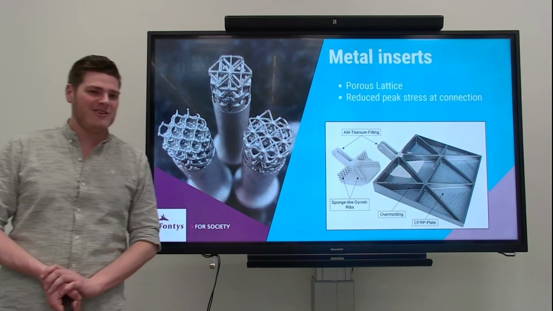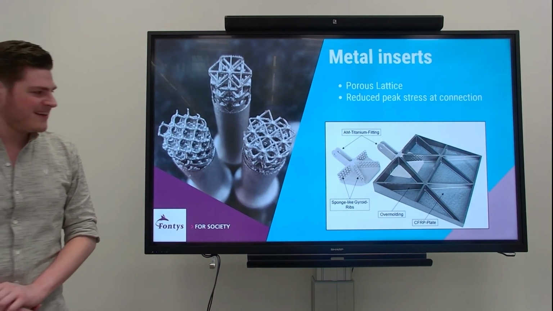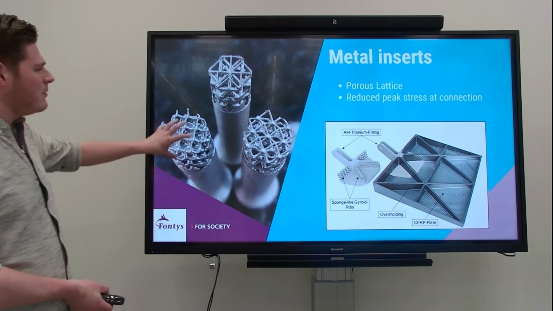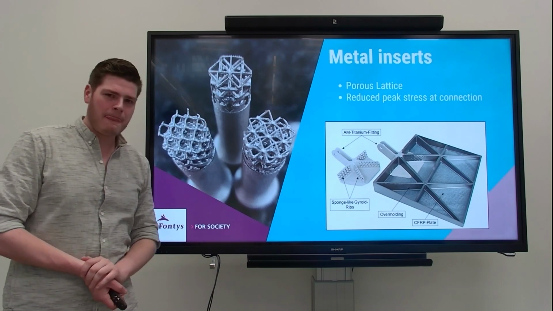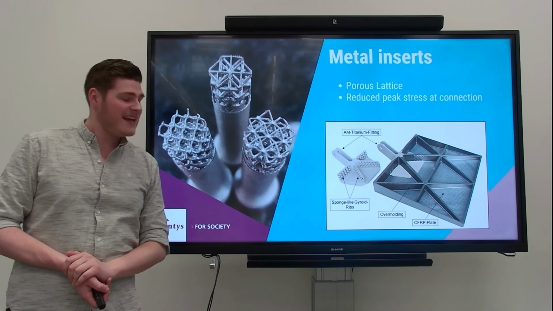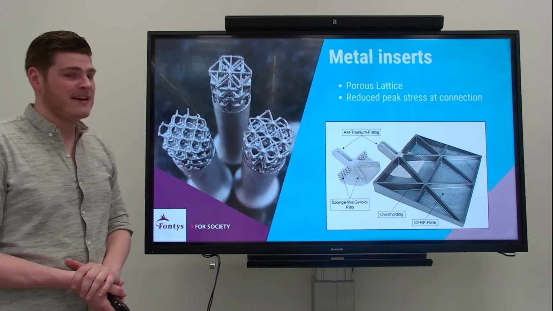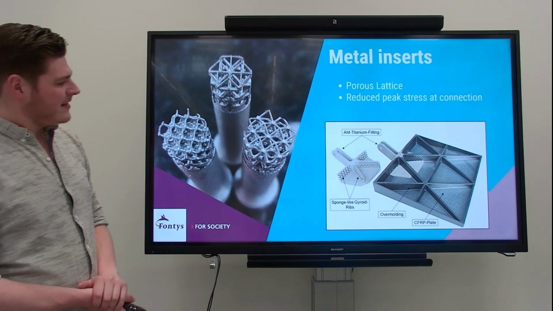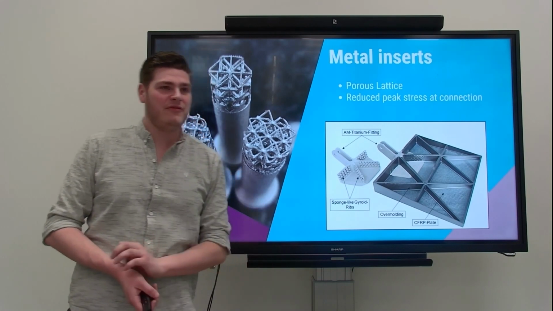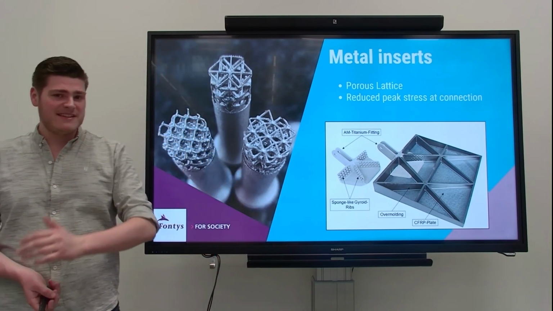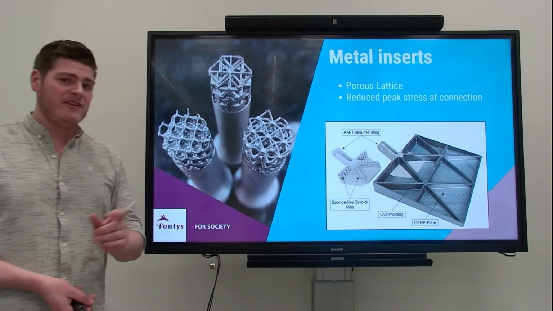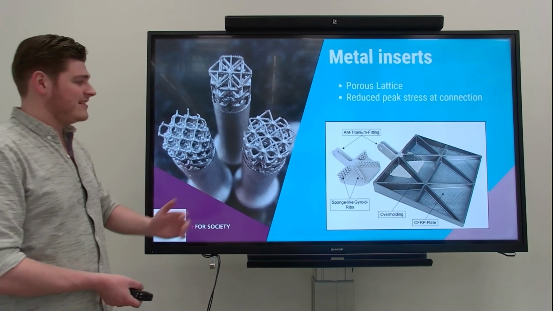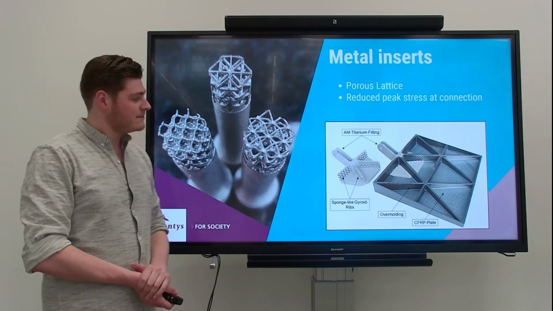But maybe we can use those lattice structures also for other things. Those structures are quite open and porous. And the benefit from that is when we want to make a connection with, for example, composite materials, that porous structure can be filled with, for example, a resin or maybe even some very short fibers consisting of glass fiber or carbon fiber.